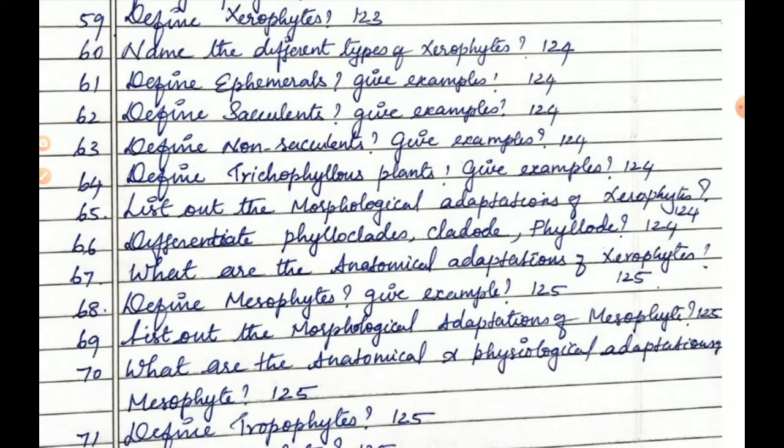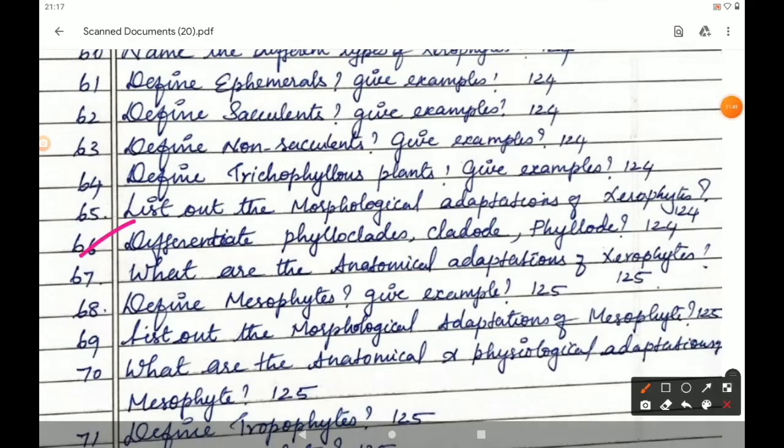The next question: differentiate phylloclade, cladode, phyllode. Question number 66. Page number 124, under the heading Stem, the third point.